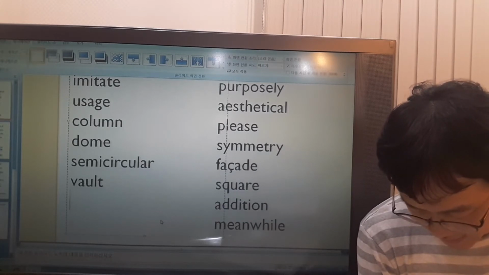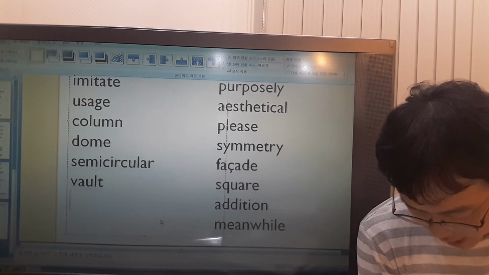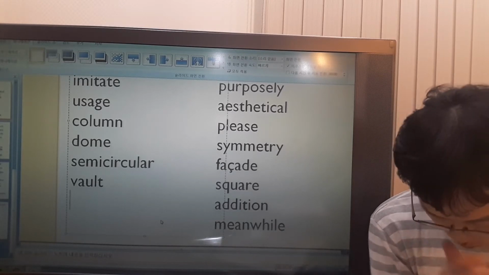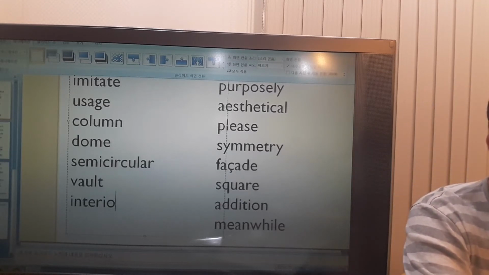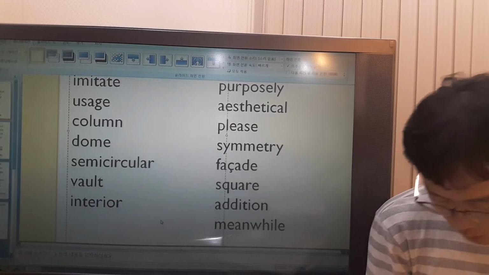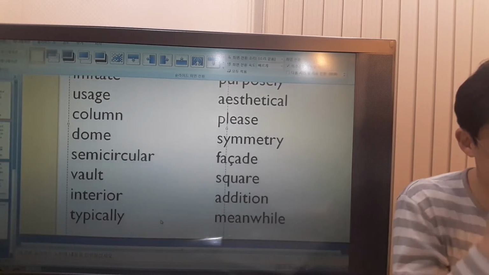The walls and ceilings in the building's interiors were typically decorated with frescoes. The walls and ceilings in the building's interiors. Interior, what is interior? Means inside, all right? Where typically, what does that mean typically? Typically means normally, all right?